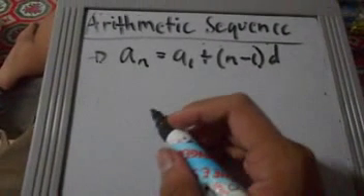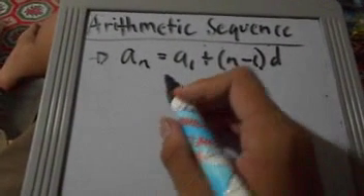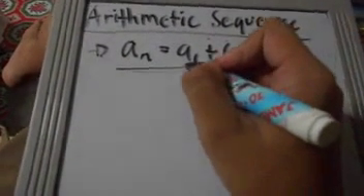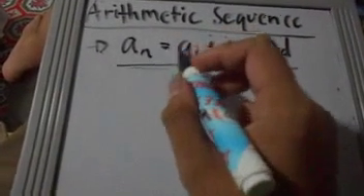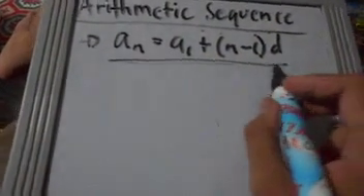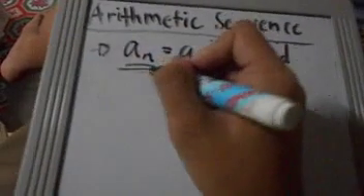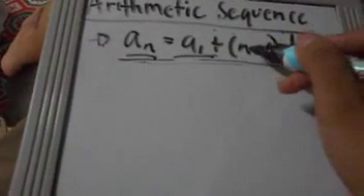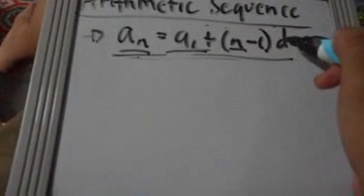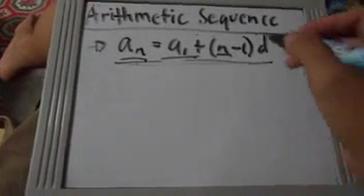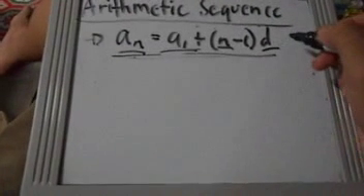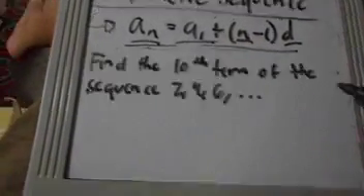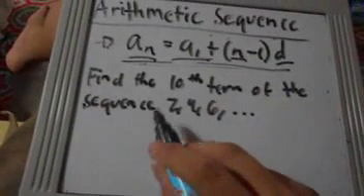In finding a missing term in an arithmetic sequence, this formula is used: a sub n equals a sub 1 plus n minus 1 times d, where a sub n represents the missing term, a sub 1 represents the first term, n represents the number of terms, and d represents the common difference. So let's have our first example.